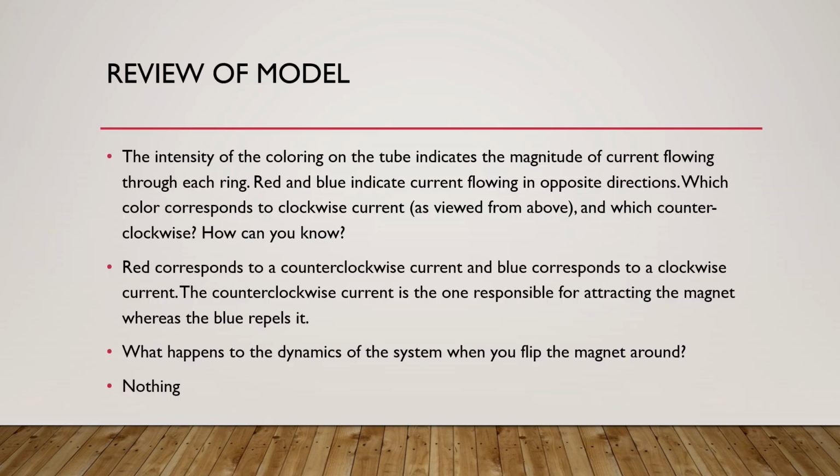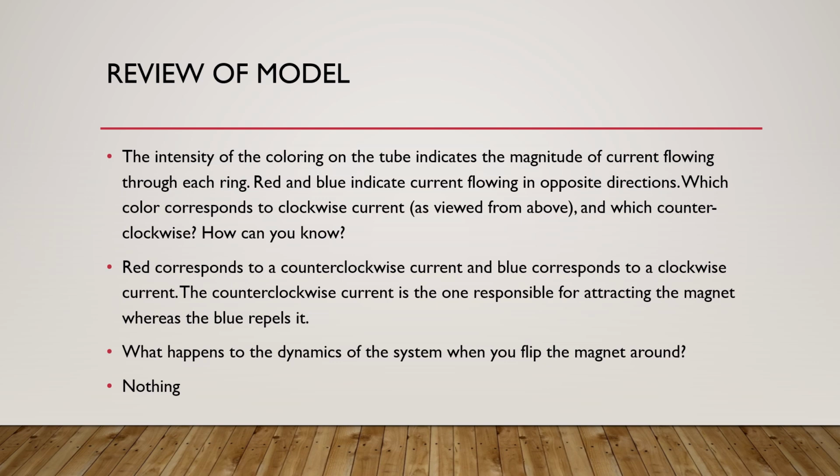The intensity of the coloring on the tube indicates the magnitude of current flowing through each ring. Red and blue indicate current flowing in opposite directions. Which color corresponds to clockwise and which one corresponds to counterclockwise, and how can I know? Red corresponds to counterclockwise and blue corresponds to clockwise. The counterclockwise is the one responsible for attracting the magnet, whereas the blue repels it. So that means the red must be on top. Even though the previous slide didn't show it, the red was on top in the model.